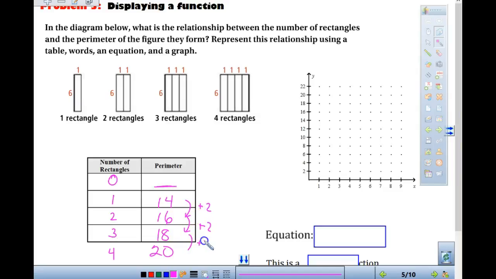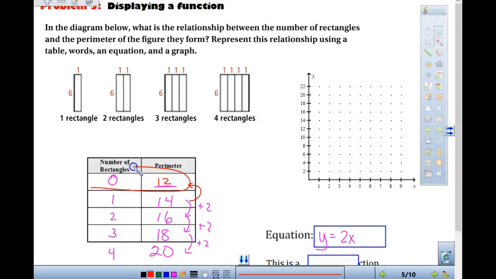That's my rate of change when I go to write my equation. So I'm going to be saying y equals 2x. What's my 0 point? Now, if I continue to add 2, I know my x is going to be 22, 24. But if I go backwards, I know it's not possible to find a rectangle with no sides, 0 rectangles. But if we're thinking of this pattern, if I go back, what number should I have here? Well, it should be 12. That helps me to write an equation.